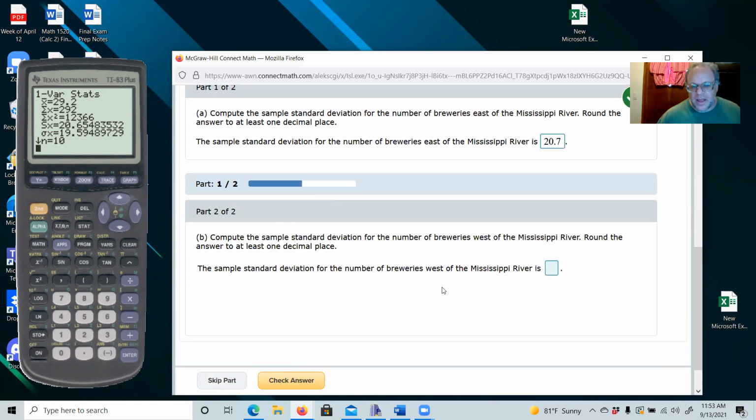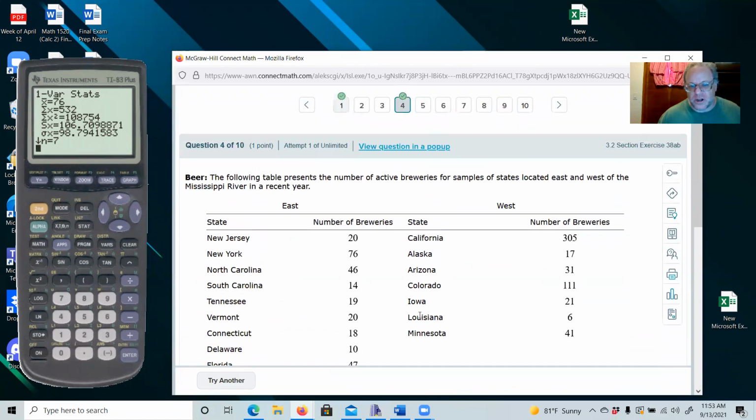Right, fantastic. Now the sample standard deviation for the breweries west of the Mississippi. Stat, calc. We're still going to hit one variable statistics, but now we're going to do this on list 2. Again, you don't want to do both at the same time. That'll do a different calculation. I'll show that to you maybe in the next video. But that sample standard deviation is 106.7. Check answer. Right, hooray, and we're good.